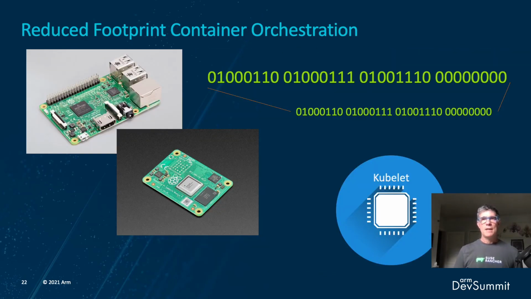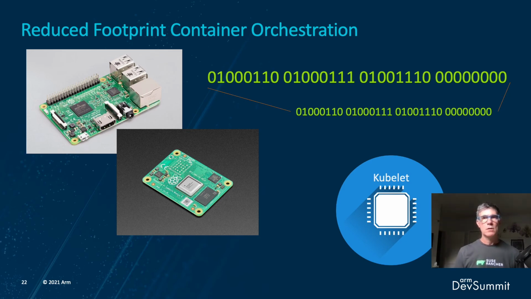I believe that reduced footprint container orchestration is going to become something of a necessity. Currently, cloud native has a cliff when it comes to small, tiny, resource-constrained devices, because cloud native requires a certain minimum CPU and RAM that's not available on those devices. So what can we do about that?